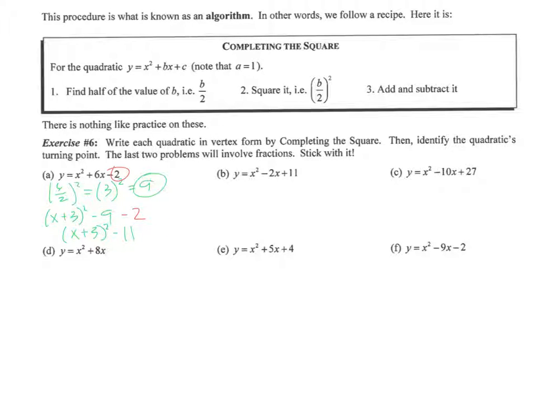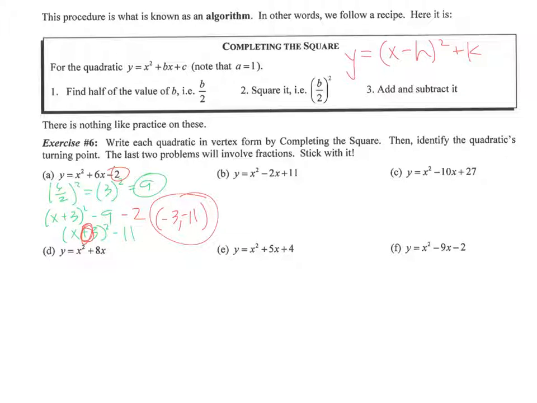So our turning point, or our vertex, is going to be negative 3, negative 11. It is negative 3 because the double negative makes that a negative, or a positive. Because remember that the vertex form is y equals x minus h squared plus k. So since this is a plus, that means that our h has to be negative.